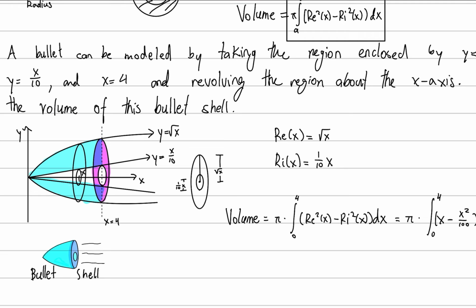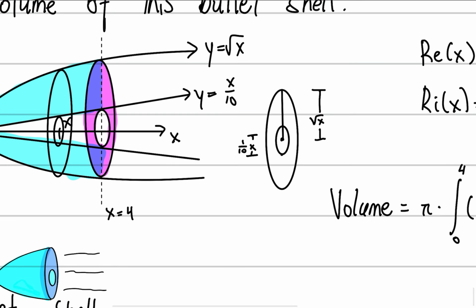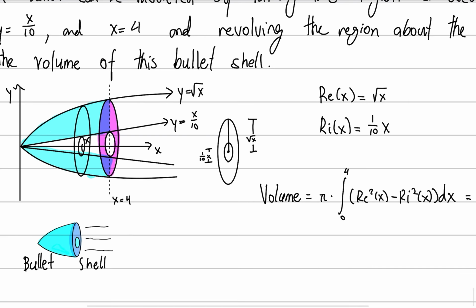Now the interior radius is 1/10 of x, right? We notice it's the line in between the axis of integration and the outer line, right? So that will be on the interior, so it'll be our interior radius. That's 1/10 of x. The absolute value of that minus 0, which is the absolute value of 1/10 of x, which is 1/10 of x.